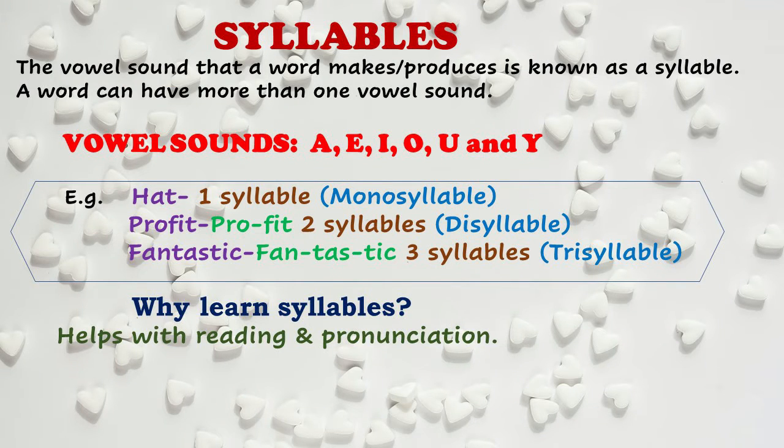As you all know, a word is a combination of vowels and consonants. When a word makes a dominant vowel sound, it's known as a syllable. A word can have more than one dominant vowel sound, so the number of syllables is determined by the number of vowel sounds. The vowel sounds are A, E, I, O, U, and oftentimes Y when Y makes an I sound as in the word sky or an E sound as in the word happy.